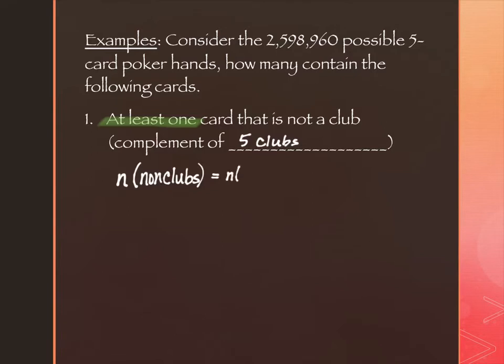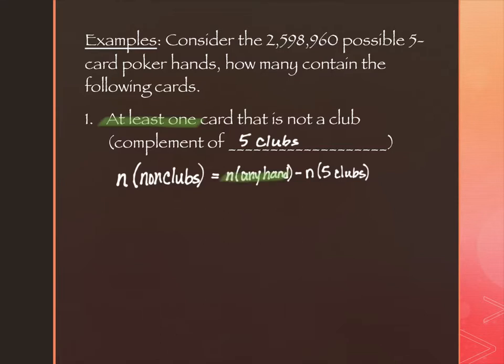So this is the number of ways of having anything, any hand. And then we minus the number of ways of having our 5 clubs, or all clubs. The number of ways of having some non-clubs is the total number of ways of having anything, minus the number of ways of having a hand of all clubs. Does that make sense?